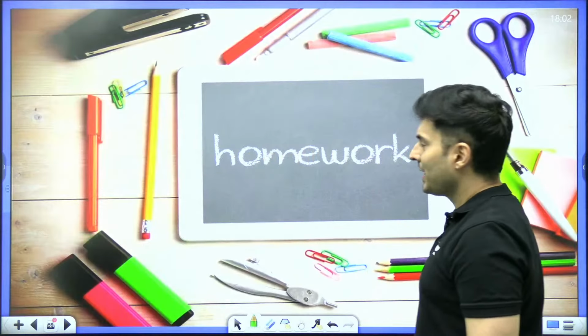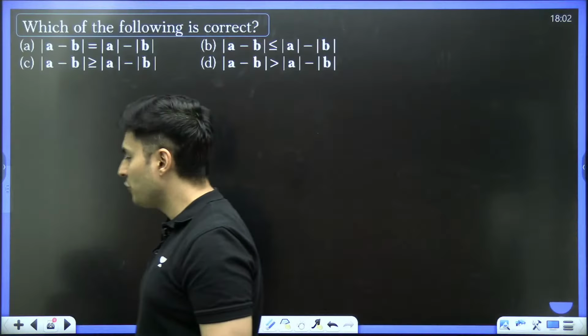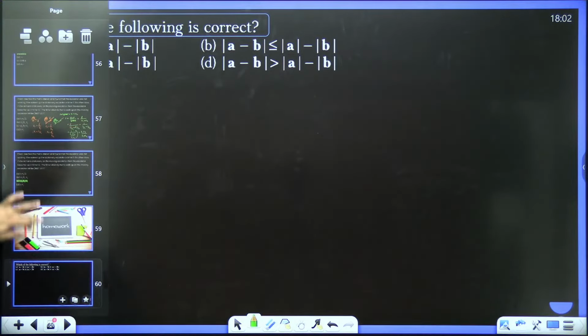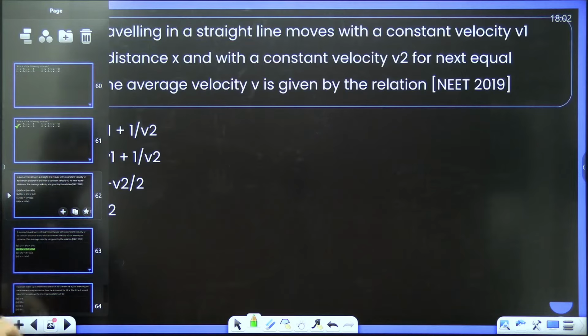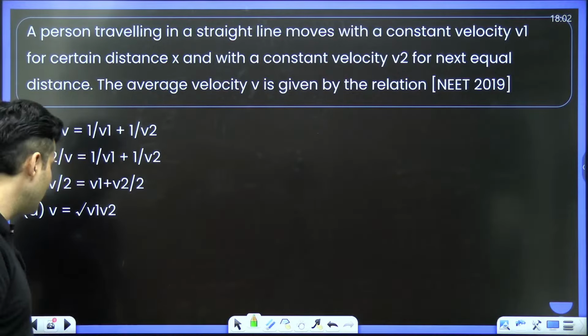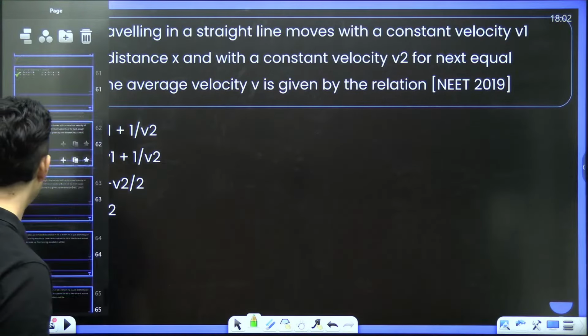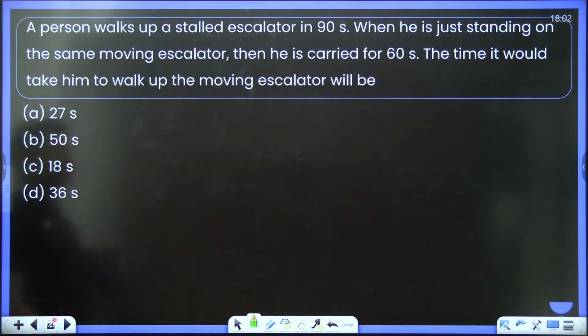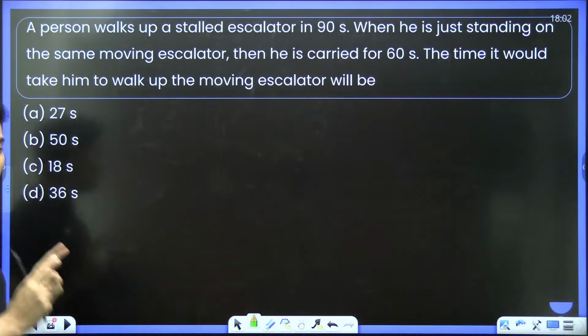Next. Alright, so next is basically homework, guys. So this is your first homework question. Please take a screenshot of this. And here is the next homework question. Please take a screenshot of this. I want everybody posting the answers in the comment section. And then we have this particular question. Take a screenshot of this as well. I want everybody to post the answers.